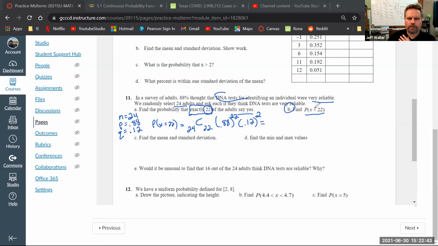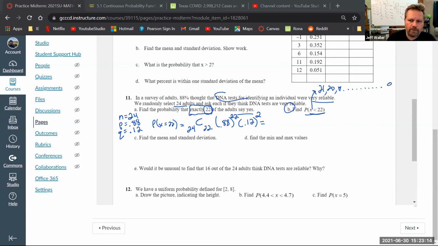So, real quick. What does x less than 22 mean in this problem? I'm not saying you're wrong, by the way. I just want to get everybody caught up with what you just said. What does x less than 22 mean? What could it be? 21, 20, 19. So you'd have to do the formula for every one of those to calculate this directly. Is that a lot of work?